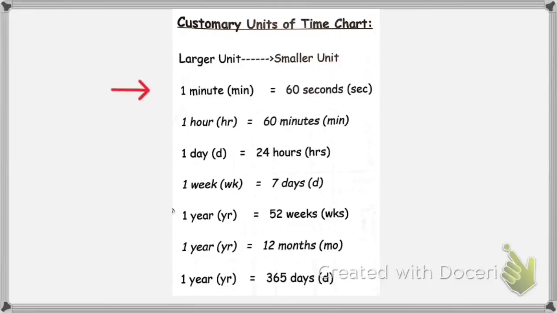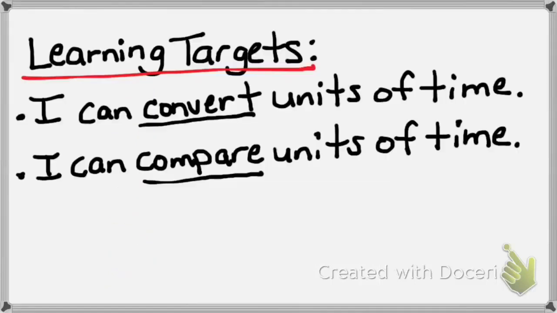1 minute equals 60 seconds, 1 hour equals 60 minutes, 1 day equals 24 hours, 1 week equals 7 days, 1 year equals 52 weeks, 1 year also equals 12 months, and 1 year also equals 365 days. So hopefully by now you can confidently say, I can convert units of time, and I can compare units of time. As always, we will be doing more practice in class.